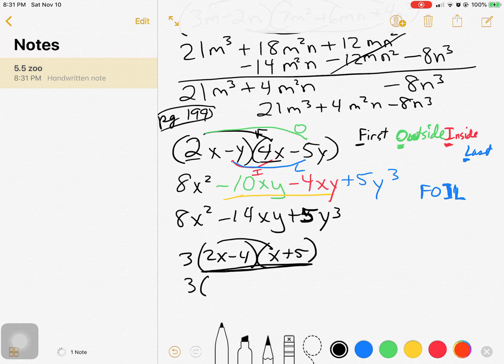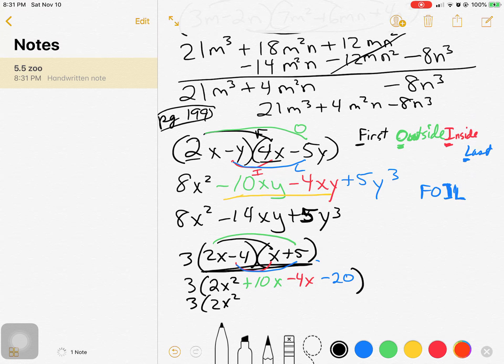So this times this is 2x squared. That's first. And then outside is 2x times 5, which would be a positive 10x. And then inside would be negative 4x. And then last would be negative 20. So this is for the first terms in a binomial versus the last terms in the binomial, okay? That's all in the parentheses still.